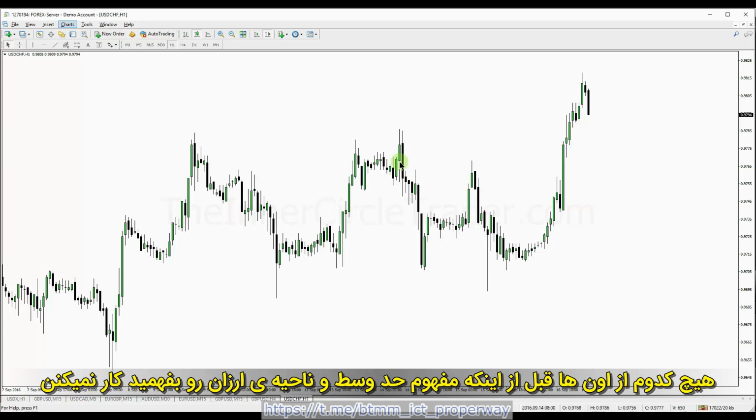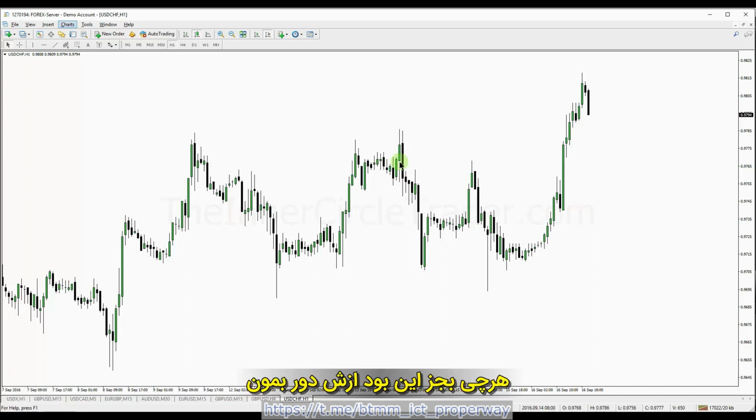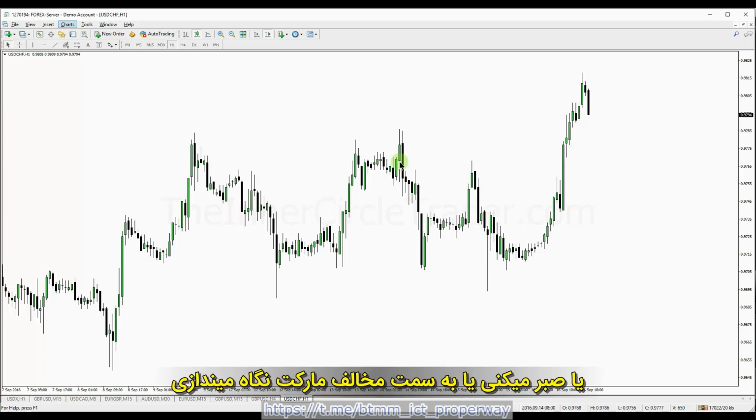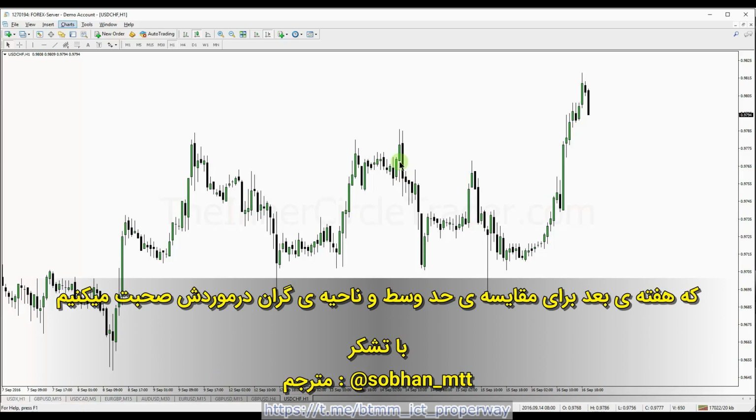None of those things work outside of understanding the central tenet of what a market is at equilibrium or below it at discount. That's a favorable buying market. Anything apart from that, you stay away from it. You wait or look for the opposite side of the market, which is what we'll talk about next week when we look at equilibrium versus premium.